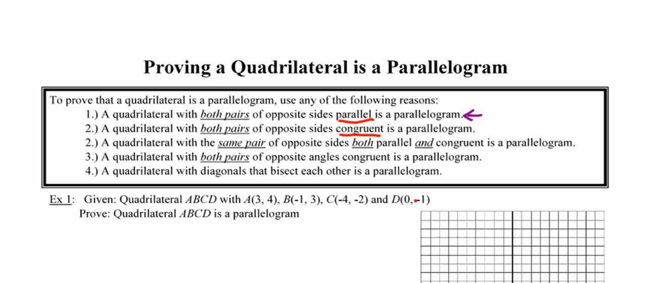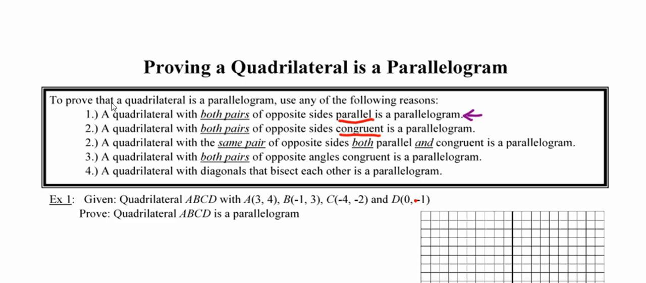You can show that both pairs of its opposite angles are congruent, or you can show that it's a quadrilateral whose diagonals bisect each other. When working in the coordinate plane, we really have the greatest amount of flexibility as to which one of these methods of proof we're going to pick. So that's where we're going to start.